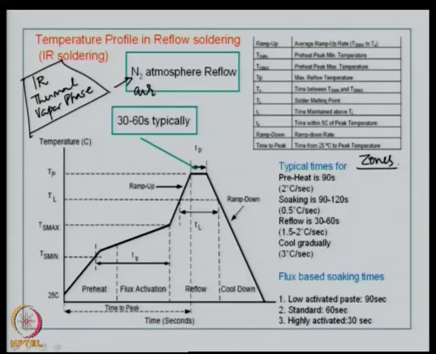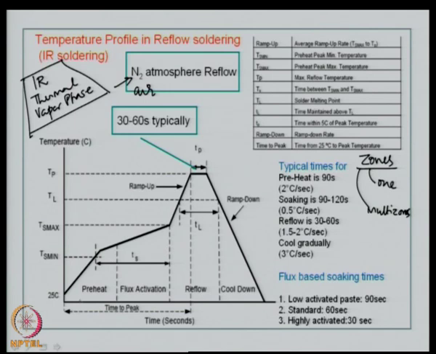Now, if you look at this graph here, you will understand the various zones that are being used in a large volume setup. Typically, in a lab scale, you will have just one zone and you can easily finish the process. Of course, you can set the thermal profile for that single zone, but in industry you can have multi zones for reflow soldering.